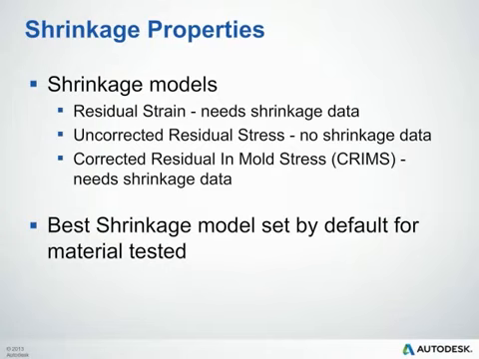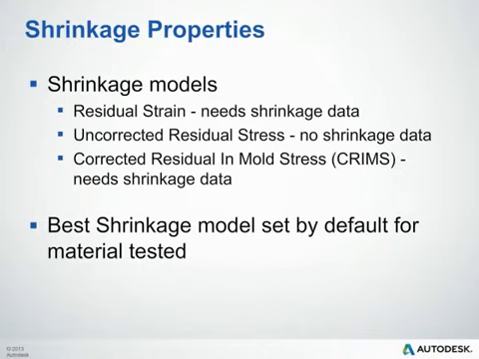Now, if you're looking at the shrinkage properties, you may notice that there are 3 shrinkage models to choose from. We have the residual strain, the uncorrected residual stress, or the corrected residual in-mold stress, which we call CRIMS for short. The differentiator between these 3 is that the residual strain and the CRIMS models both have some degree of shrinkage data or shrinkage testing that has been done to that material. The uncorrected residual stress does not have any shrinkage data to it, so when you run this model in mid-plane or dual domain, it will be purely theoretical.